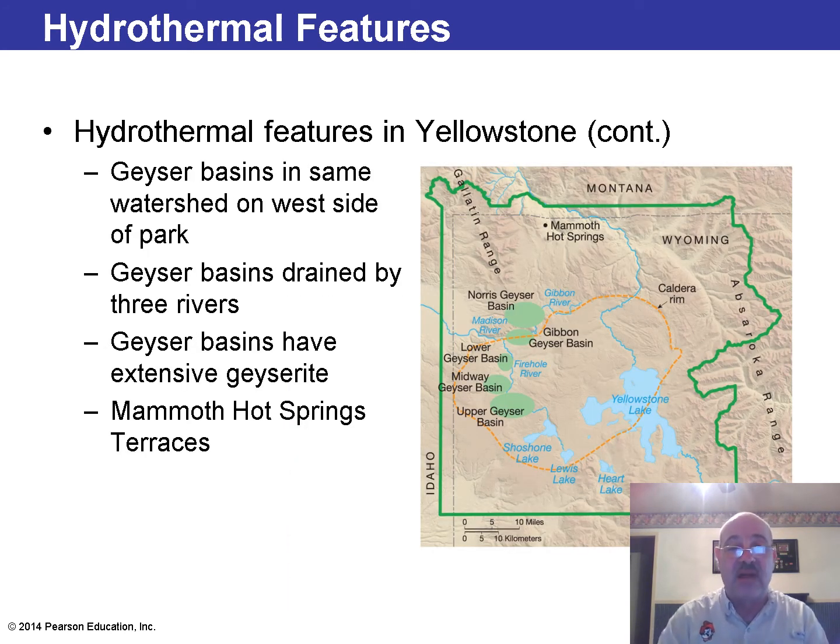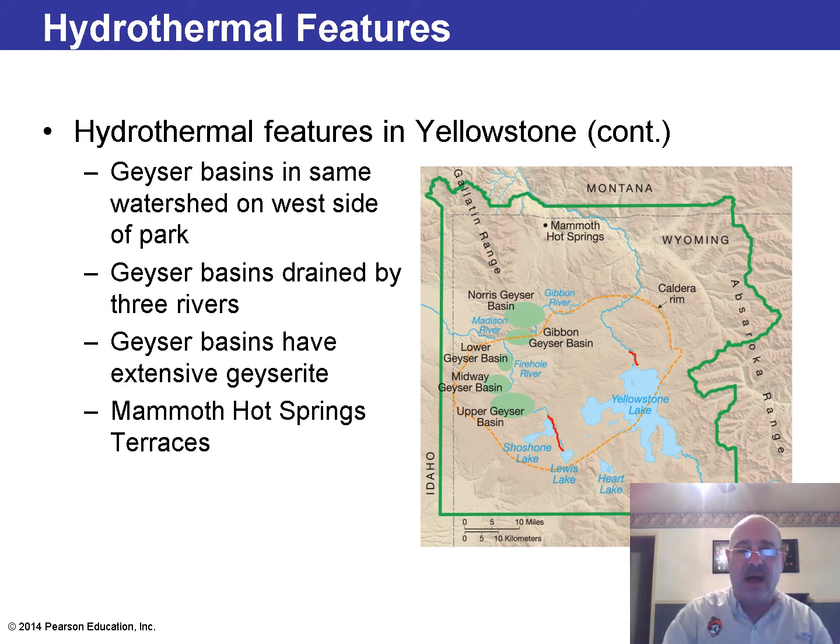So some of the hydrothermal features here: geyser basins, same watershed on the west side. Geyser basins are drained by three rivers. There are some rivers in here. One of them, the big one, is the Firehole River. Okay. Geyser basins have extensive geyserite. That's that material that gets precipitated out, geyserite.